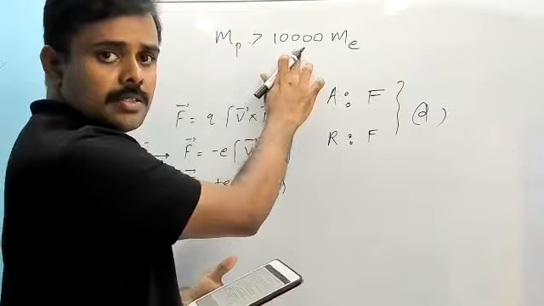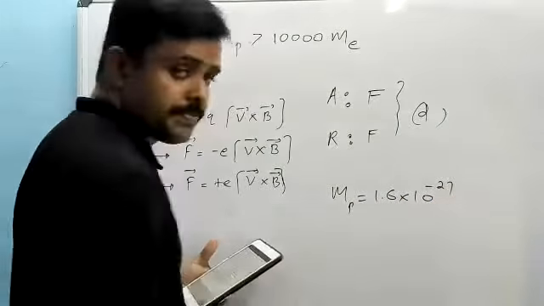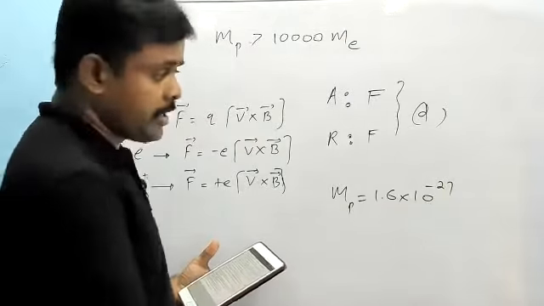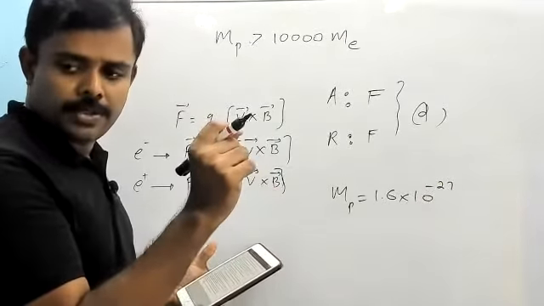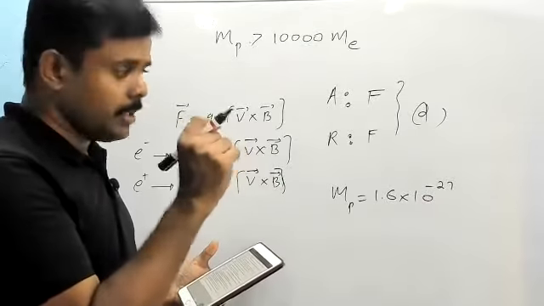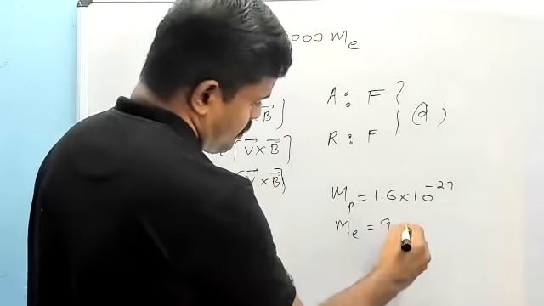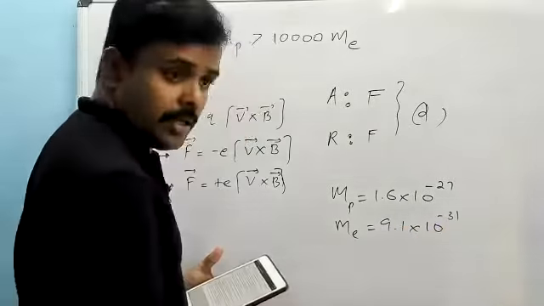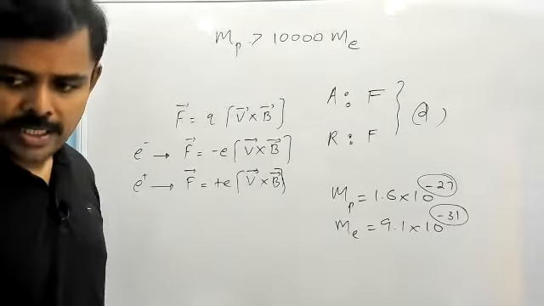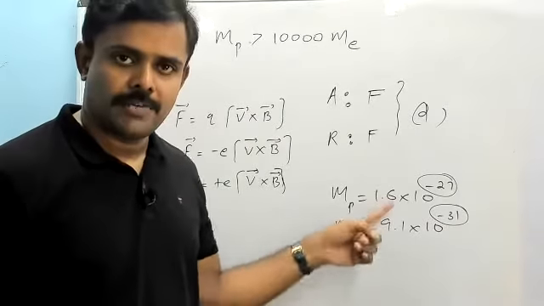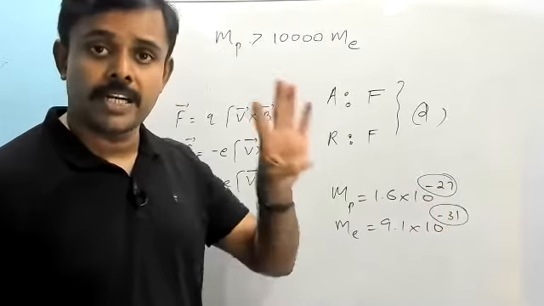Mass of proton is 1.6 into 10 power minus 27. This is also called 1 atomic mass unit, 1 u. Mass of electron is 9.1 into 10 power minus 31. Look at the power, 4 zeros, right? That is roughly 10,000, if you forget about the multiplier. Look at the size of the power there. When you compare 27 and 31, they differ by 4.